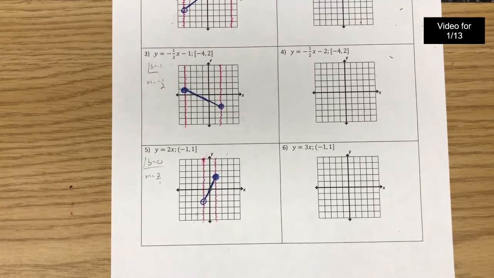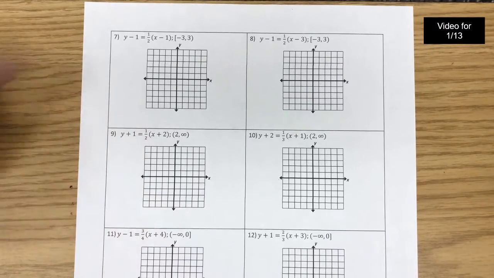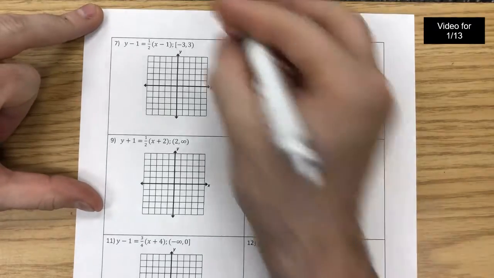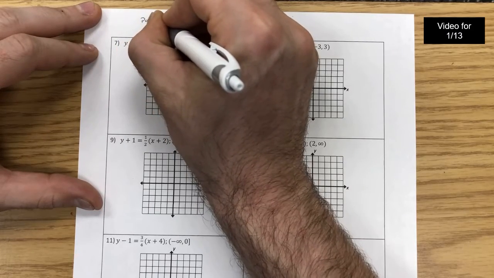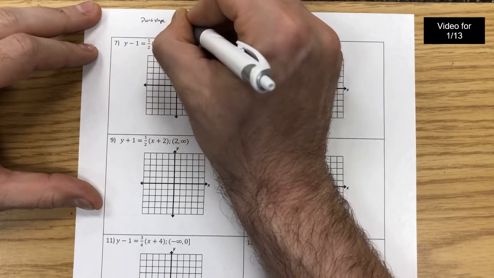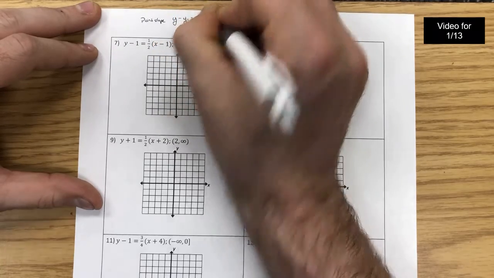Perfect. So now that you got the gist of it, let's look at one other format that we're going to be including today. Now, this format is in point slope form. And if we remember, let's write this up here. Point slope format is y minus y1 equals m times x minus x1.